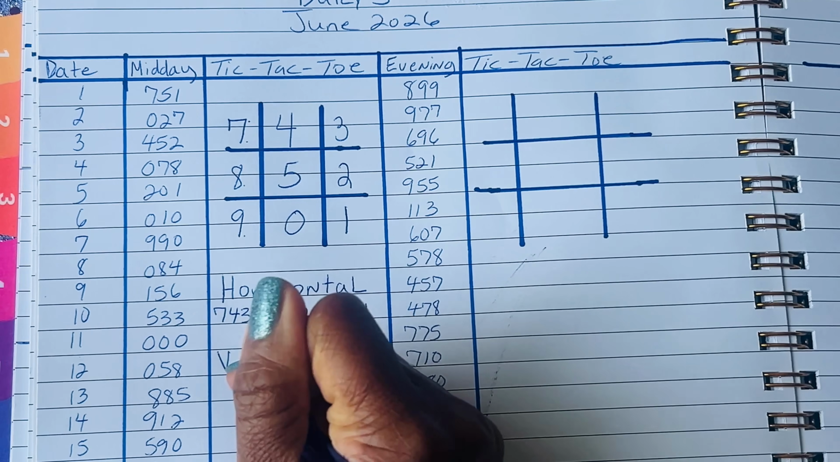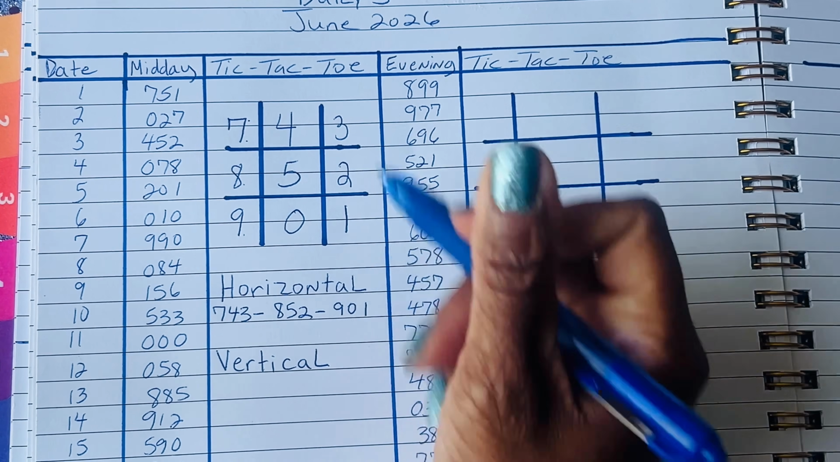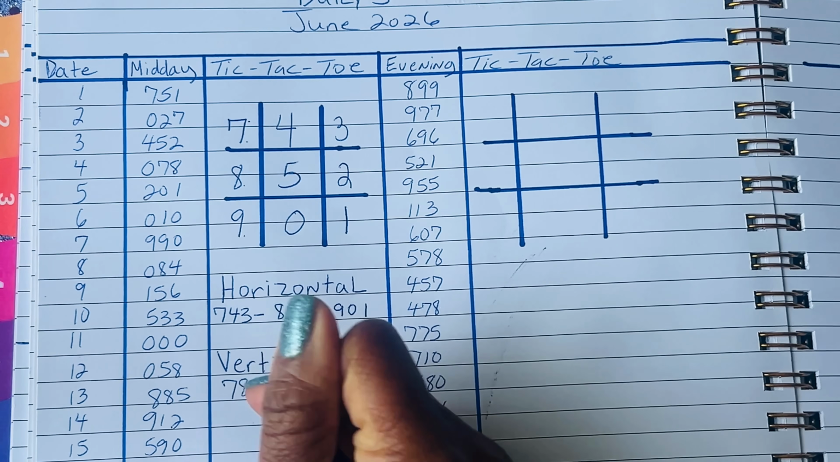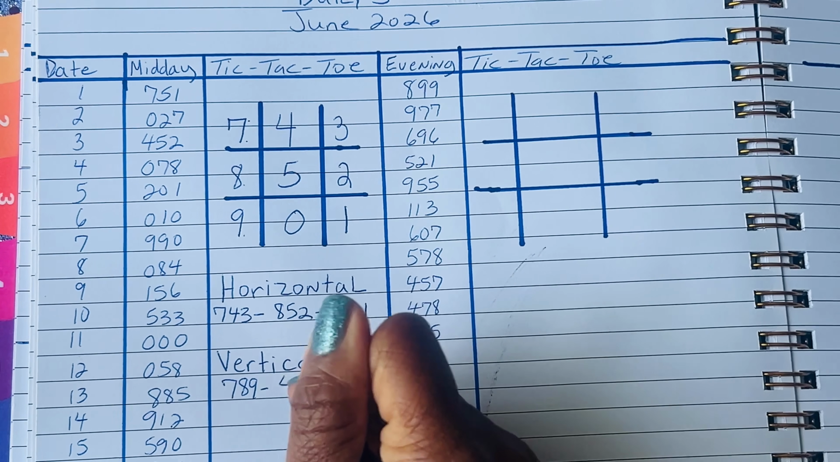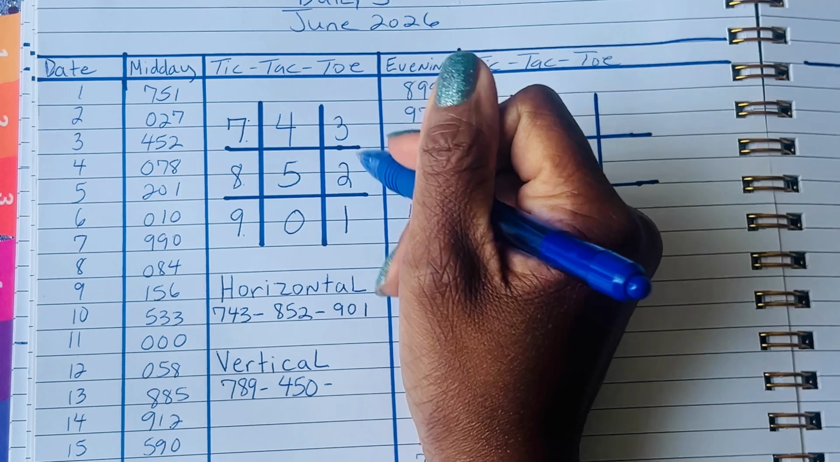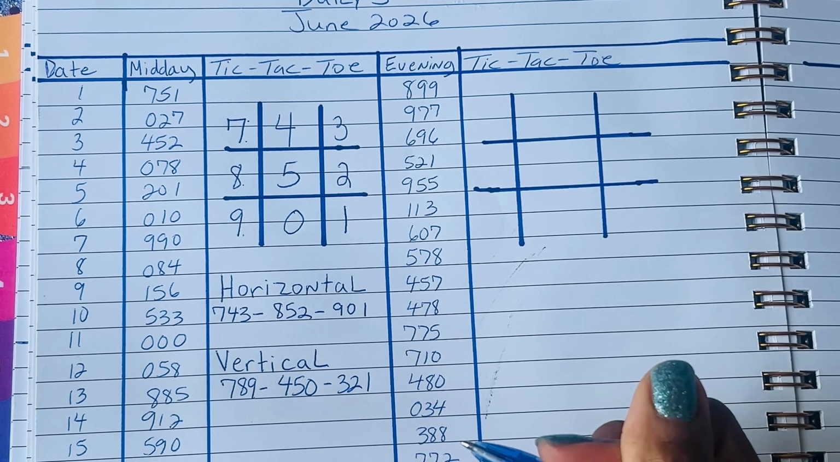The next one is vertical. And basically vertical just means straight up and down. So I look on the grid, 789, I'll write that number. 450 is the next vertical number. And 321. So 2 patterns are complete.